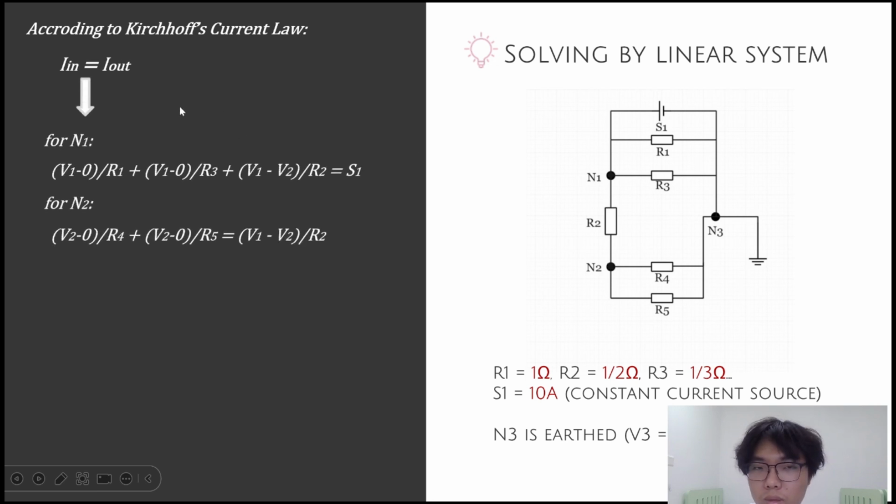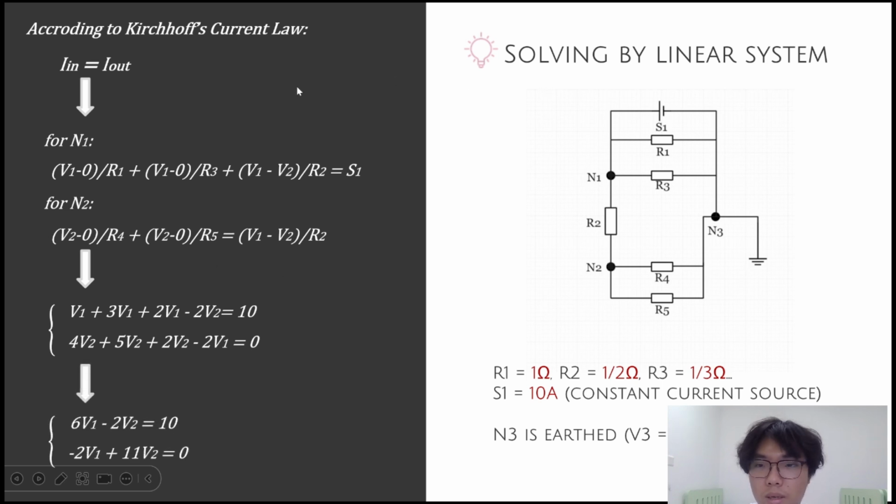So we can form the equations. For N1, V1 minus 0, which is the voltage of N3, over R1, plus V1 minus 0 over R3, plus V1 minus V2 over R2 equals S1. And for N2, V2 minus 0 over R4 plus V2 minus 0 over R5 equals V1 minus V2 over R2. And then we can simplify those equations and use them to make a linear system.